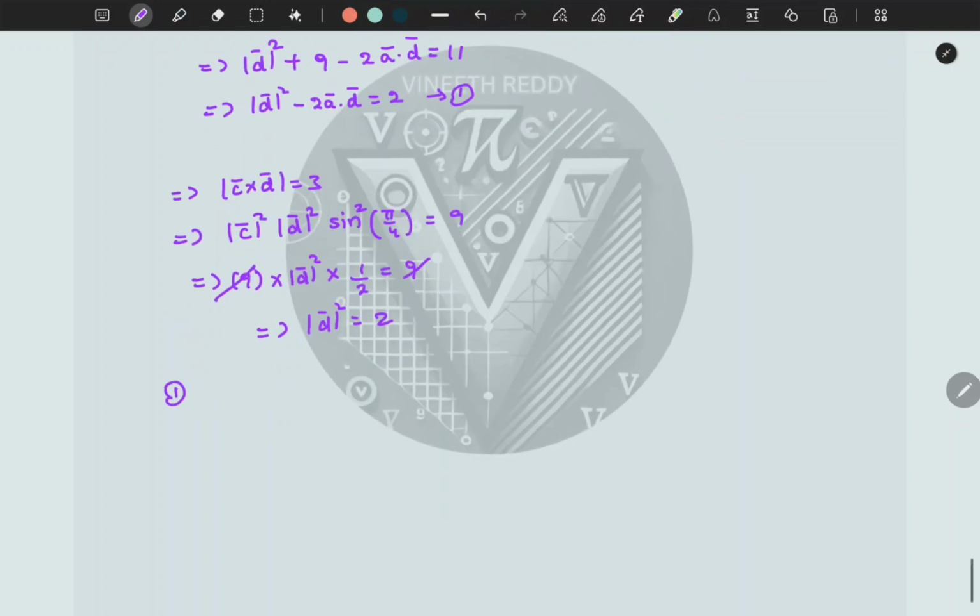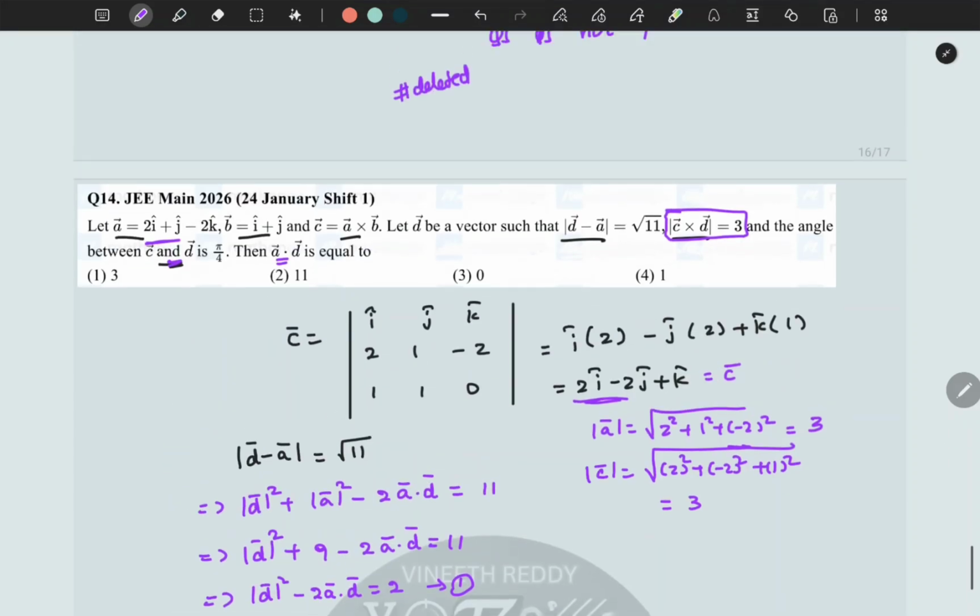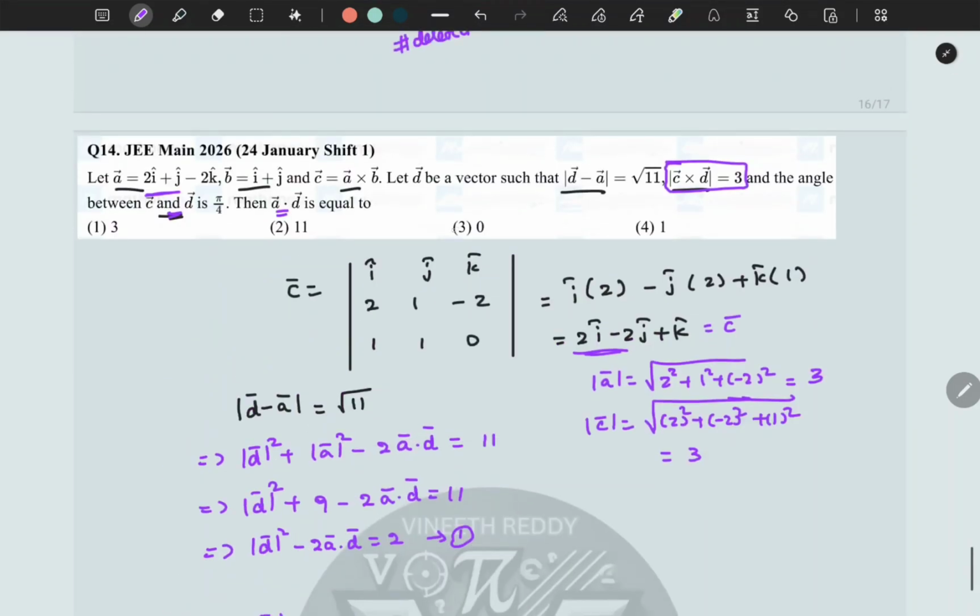So now equation 1 implies 2 minus 2A dot D will be equal to 2. I think from here we get A dot D is equal to 0, right? If we have done the calculation correctly, we get it as 0, and I think 0 is the answer.